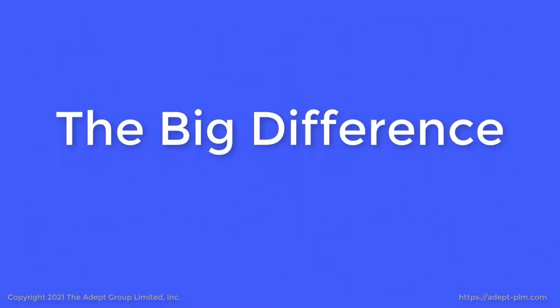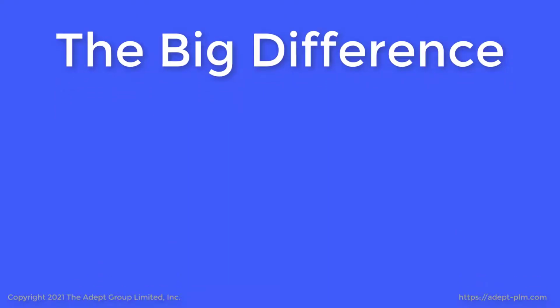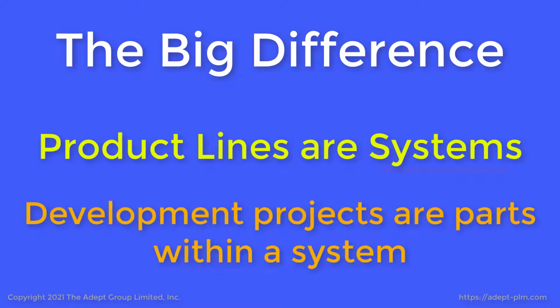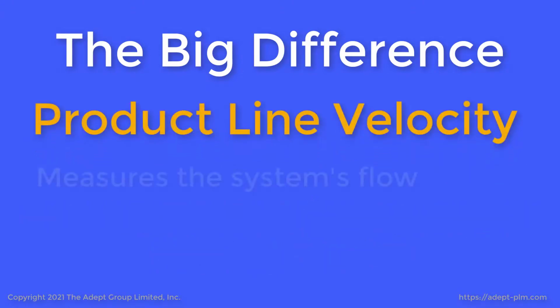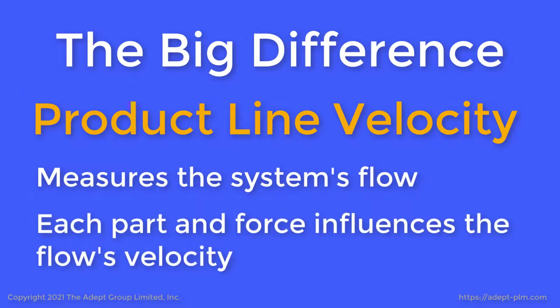There's one big difference between the product line velocity and a project's time to market. Product lines are systems. And each product line system has many interacting parts and forces. Once you see the product line as a system, you'll also see that each project is just one part of the system. The product line velocity, then, is a measure of the system's flow. And you'll see each of the system's parts and forces, including each development project, impacts the flow's velocity.